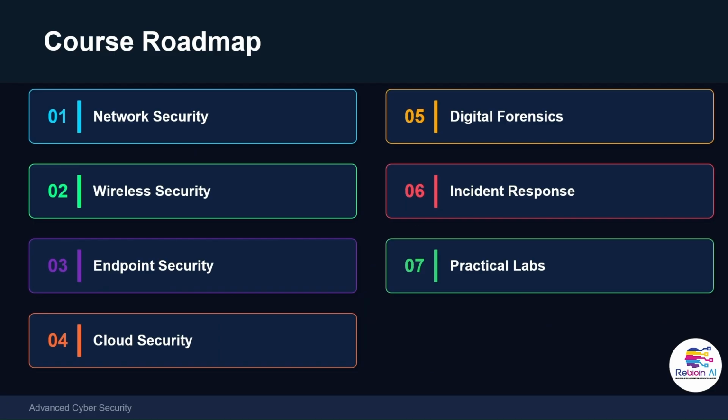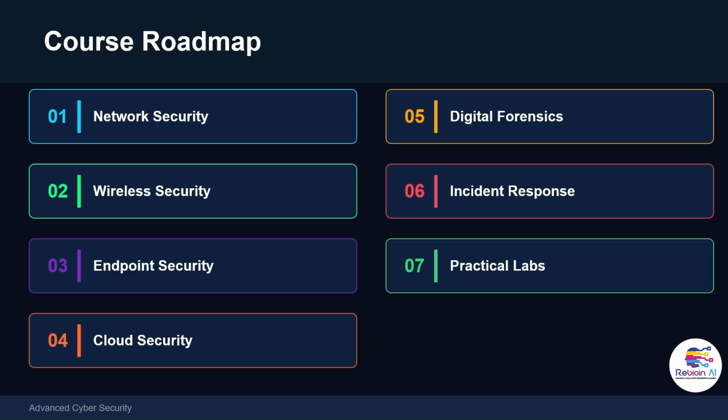Alright, so here's our roadmap for today. Think of this like a building. We start at the foundation and work our way up. We are going to cover seven major areas. The first is network security. This is the front door of everything. Second, wireless security, because your Wi-Fi is basically an open window if not secured properly. Third, endpoint security: your laptop, your phone, any device that connects.